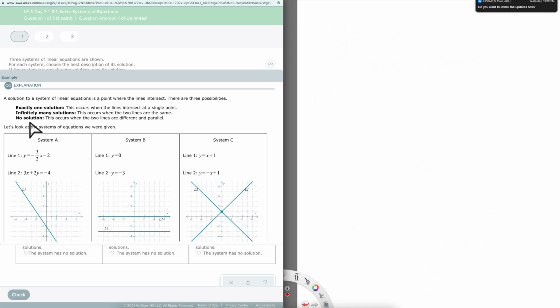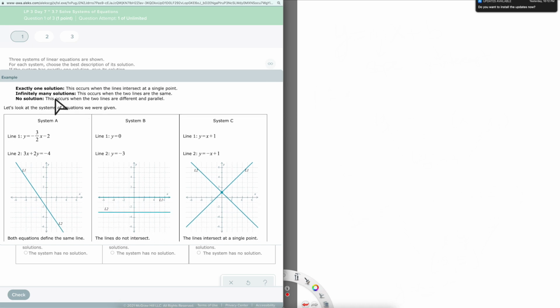And then no solution occurs when the 2 lines are different and parallel. So they can't just be different, meaning they're not the same line. Like this one, we can see it says L1 and L2. That means line 1 and line 2. So this one, there's a line right on top of the other one. Well, now we have line 1 and line 2, so they're different lines and they're parallel, meaning they will never intersect. They're never going to cross each other. But it's more than just not intersecting, because we can also have lines going in completely different directions, like different planes, and they would never intersect. We call that skew.